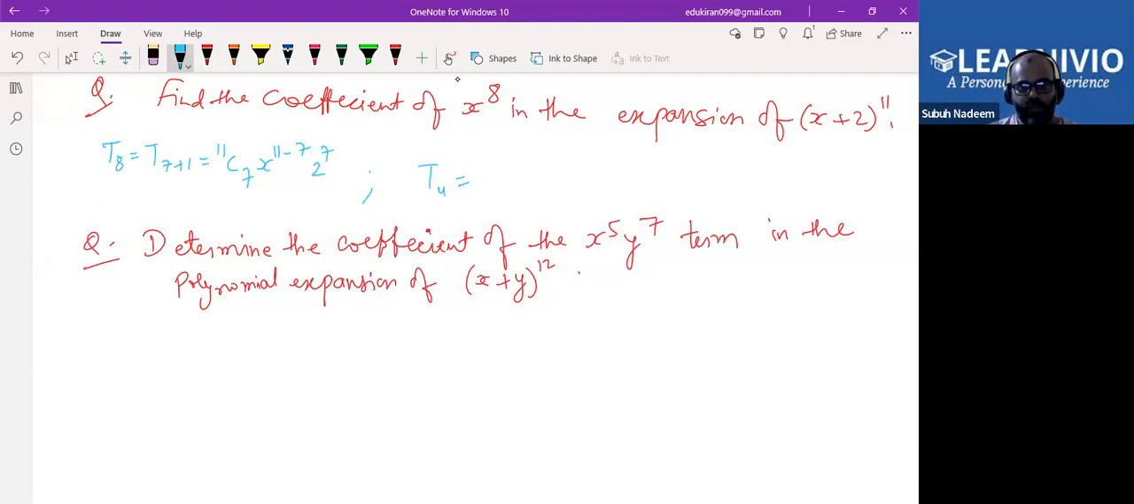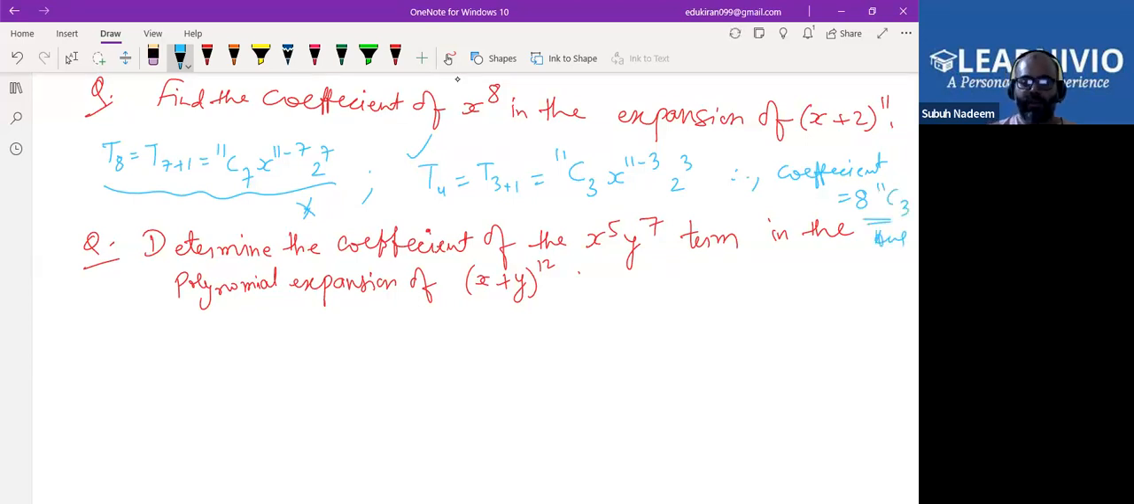So when we are talking about T4, that is T3 plus 1. So 11C3 x to the power 11 minus 3, and 2. Yeah, correct. So what will be the coefficient finally? 11C3 into 2 cube also. That is also a constant here. Yes, sir. So 2 cube is 8 into 11C3. We can write it like this, or we can calculate it.